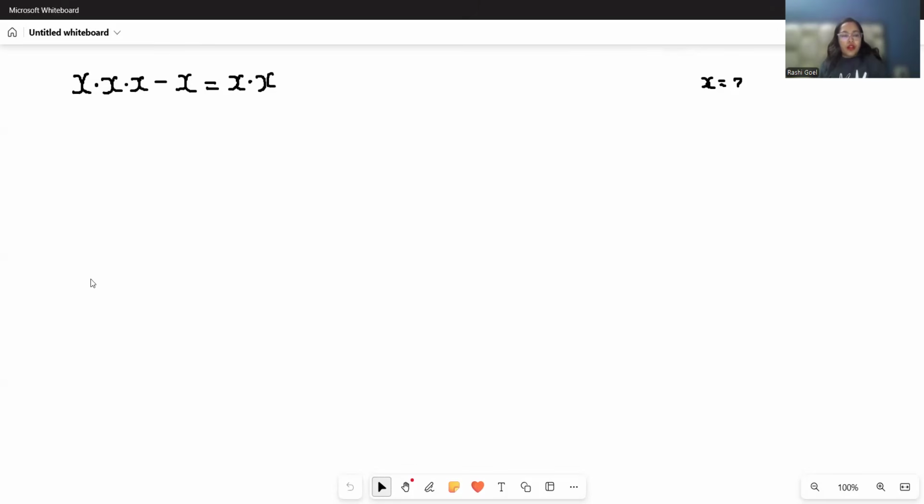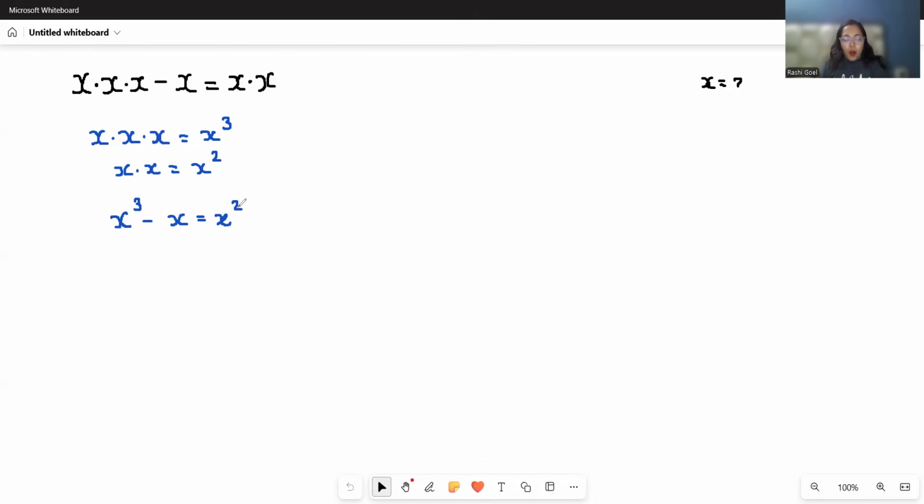In this video, we are going to solve x times x minus x equal x times x. 99% get this wrong. So let's solve this pattern puzzle. So here this dot represents the multiplication. So this x times x times x, I can write it as x cube and x times x as x square. So let's rewrite. So our equation becomes x cube minus x equals x square.